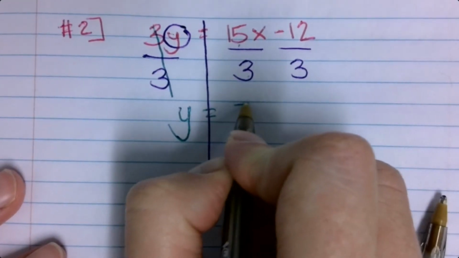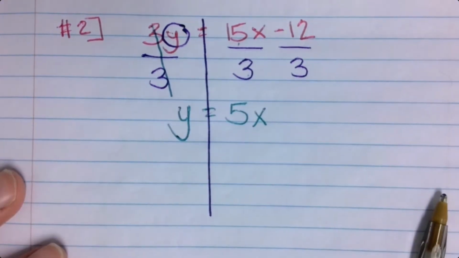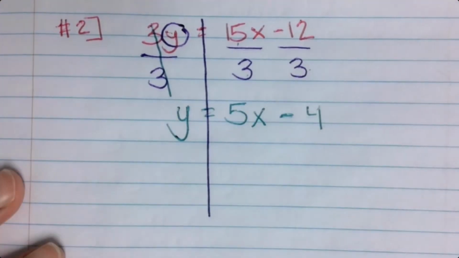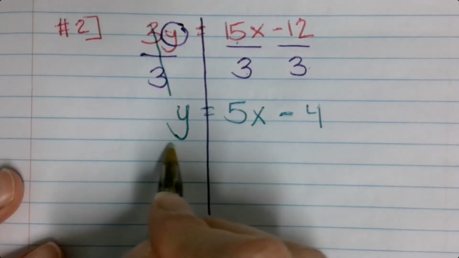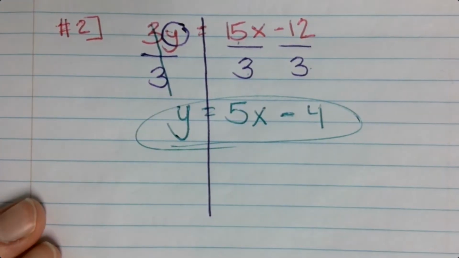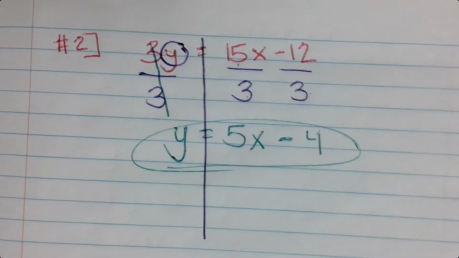15 divided by 3 is 5, bring down my x. 12 divided by 3 is 4, and we're just going to bring down our minus. So this would be y equals 5x minus 4. All right, let's try another one.